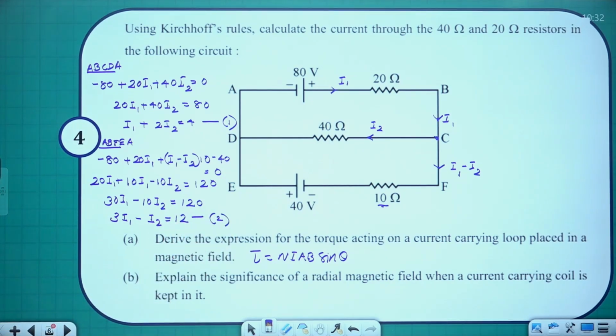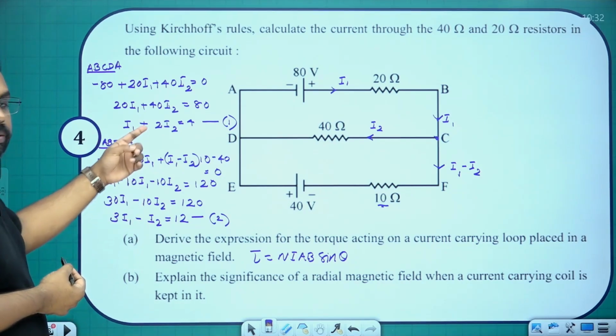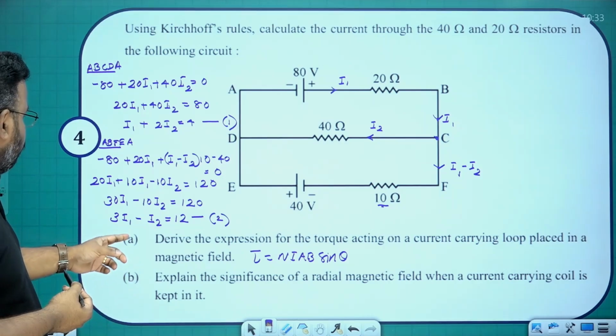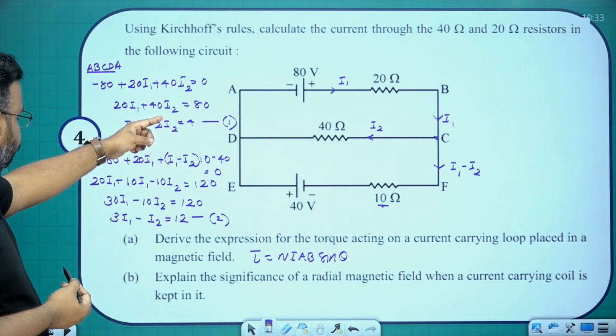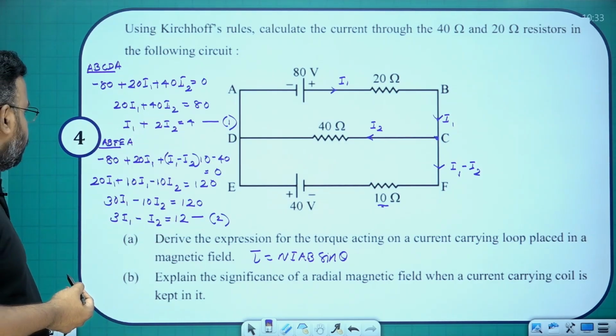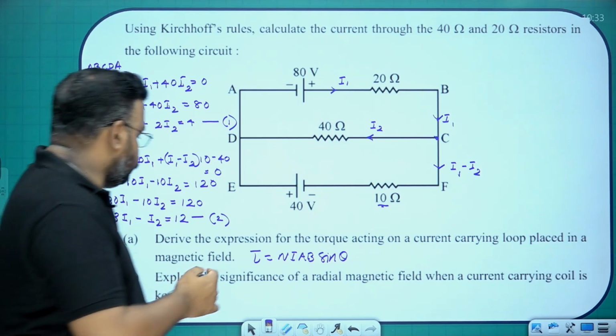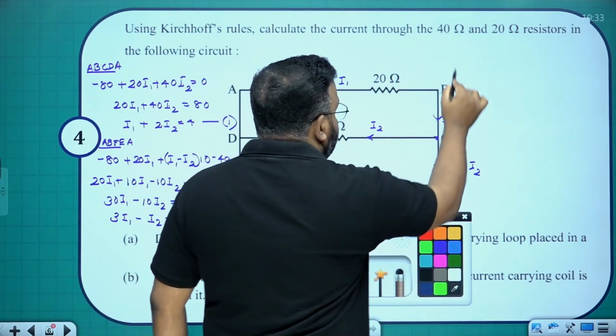Remember students, we need to find I1 and I2 value. We got two equations in terms of I1 and I2. We can just solve it. This is I1 and this is 3 I1. So to simplify it, we can multiply the first equation by what? 3. So if you are multiplying it by 3, we get what? So I am multiplying.